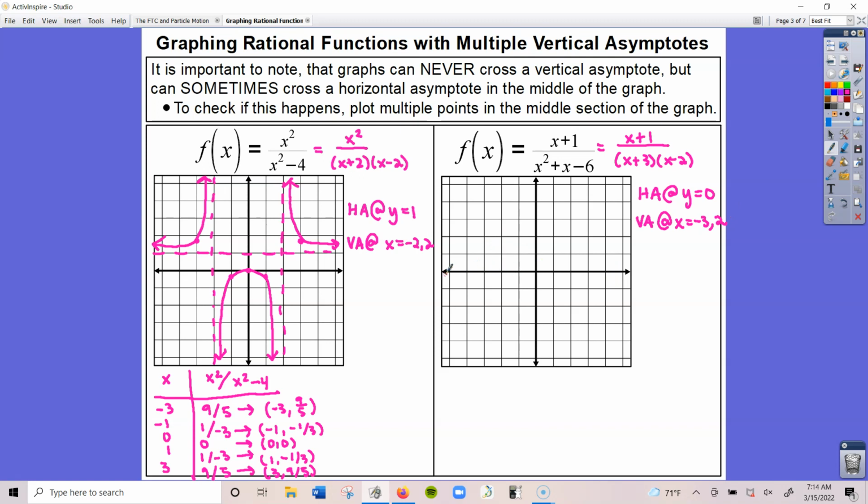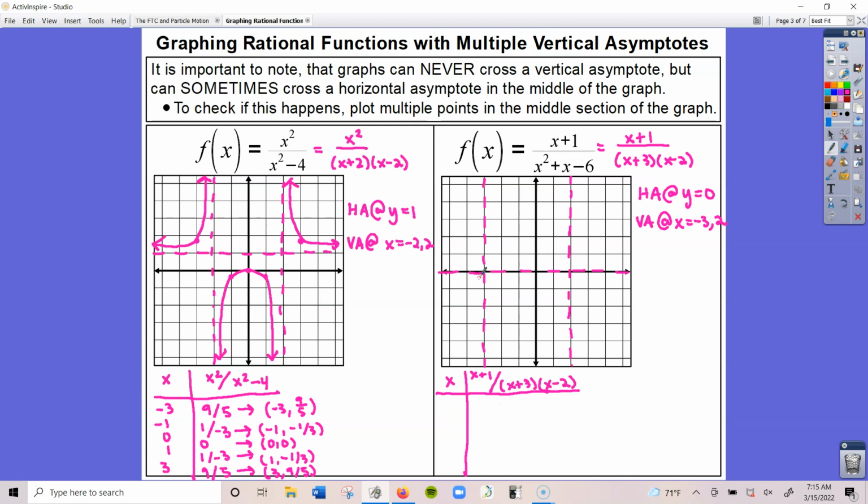So I'm going to put those on my graph. Here's y is equal to 0, and then x is equal to negative 3, and x is equal to 2. I'm going to create my table of values. So here's x, and this time I'll use my factored version just to see if it's any easier, and you can also decide what method you prefer. So here I'll use the x plus 1 over the x plus 3, x minus 2.